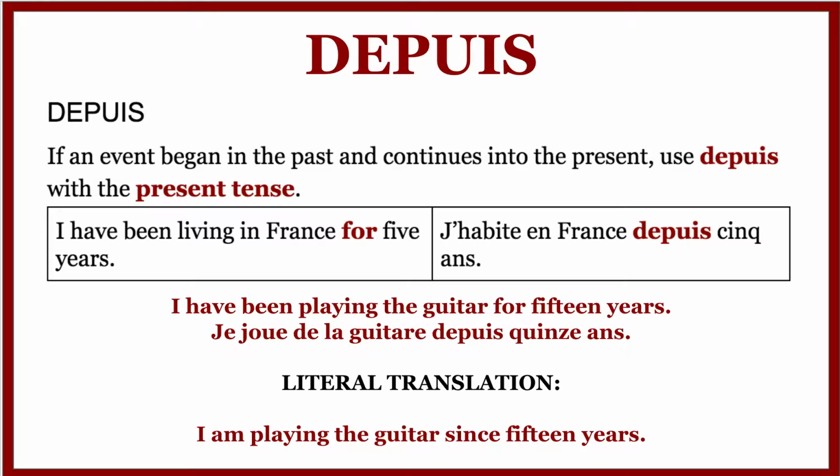I have another example for you. I've been playing the guitar for 15 years. Je joue de la guitare depuis 15 ans. Some of my students really appreciate a literal translation, and if you don't, then just ignore it. A very literal translation would be, I am playing the guitar since 15 years. I don't know why literal translations can sometimes be so helpful, but even though we wouldn't say something like that in English, if you can wrap your head around what the literal translation is, maybe it can help you remember how to say it in French. So that was depuis, and we're going to come back and look at it a little bit later.